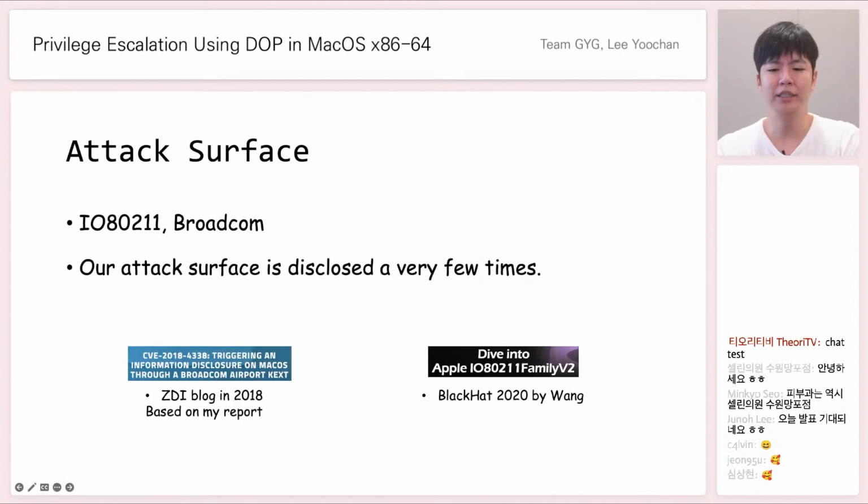This attack surface is not being disclosed for the first time. It was disclosed in a GDI blog post and presented at the Black Hat conference. The GDI blog post is a report based on my vulnerability report; that is, GDI uploaded my report. Not that it matters, but I just wanted to say that I was the first to disclose this attack surface.